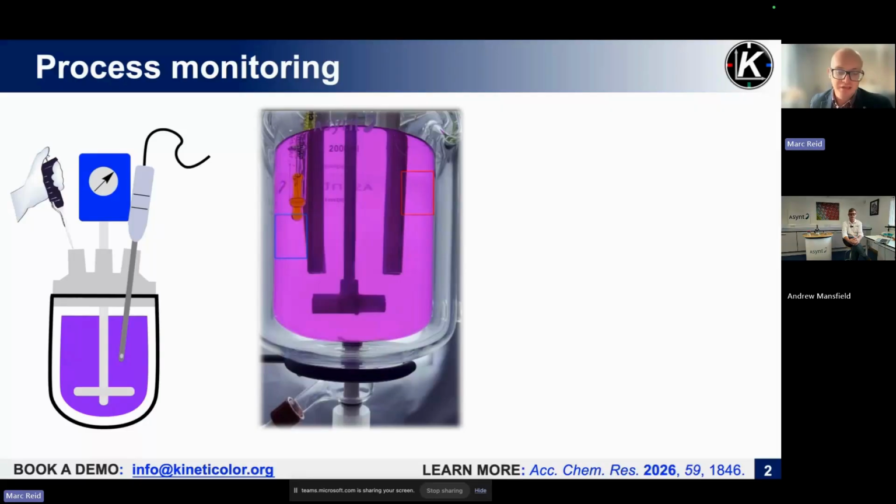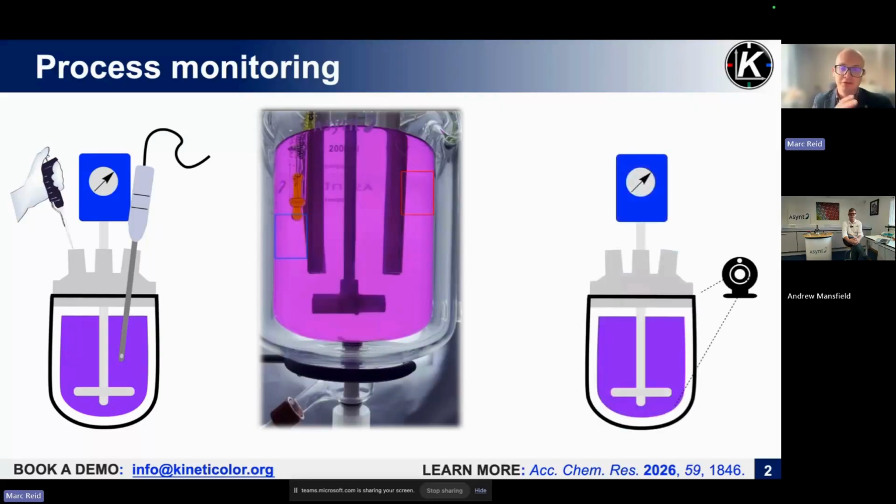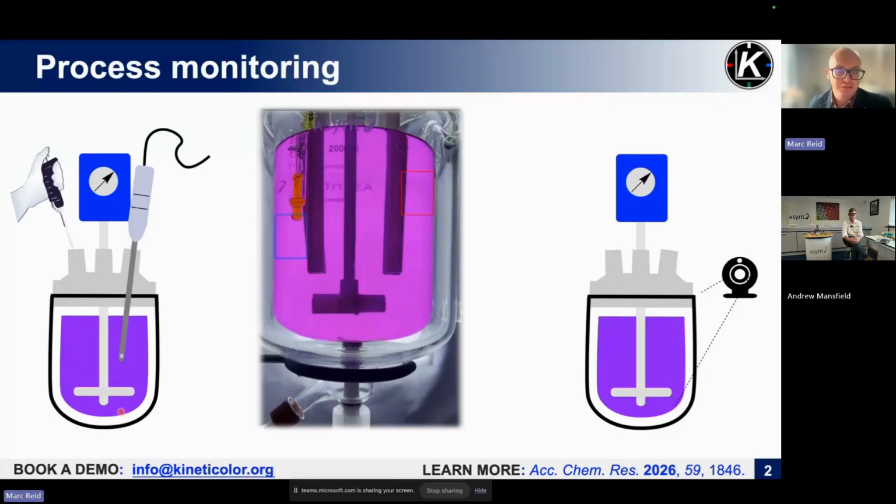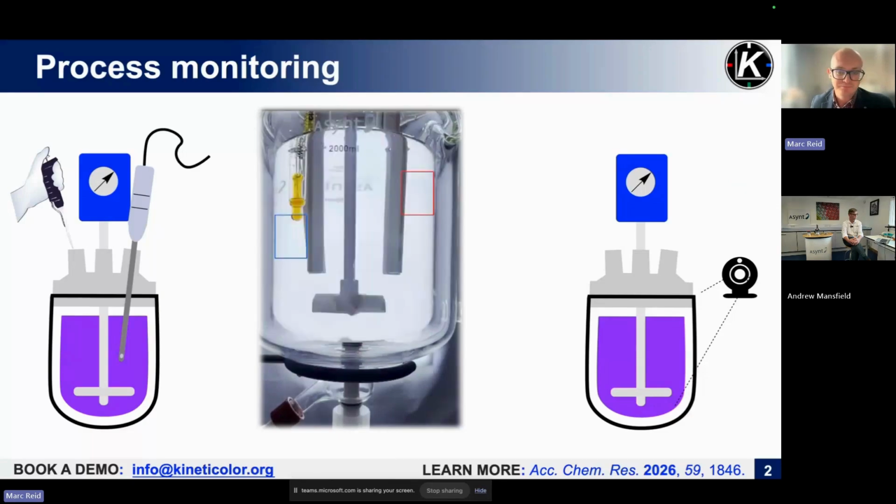And it was in a series of short events thereafter that we pivoted our entire research team to thinking about this gap in process monitoring. How might we invent methods that look not from the inside out with well-established probe-based technologies, but how might we look from the outside in at the reaction bulk using camera-based technologies? And it was these questions that then led to Kineticolor being invented.